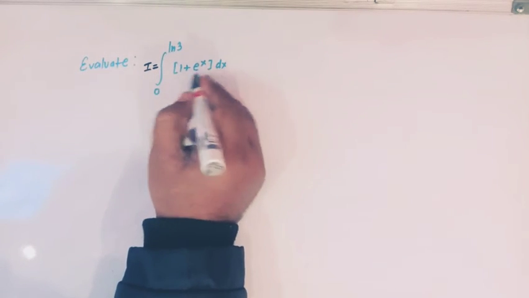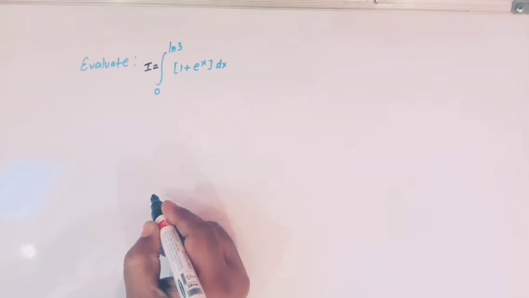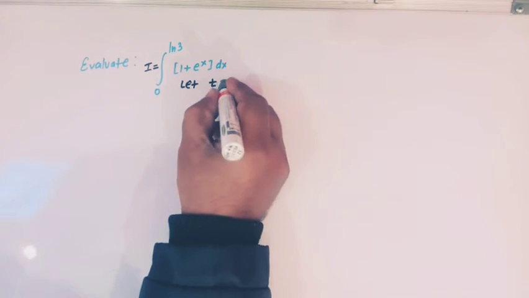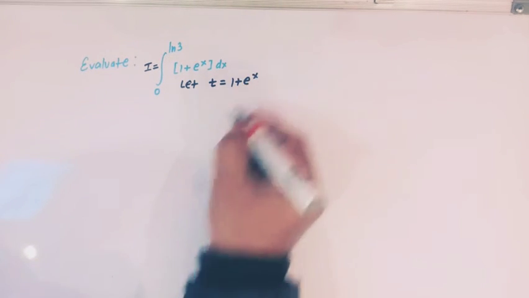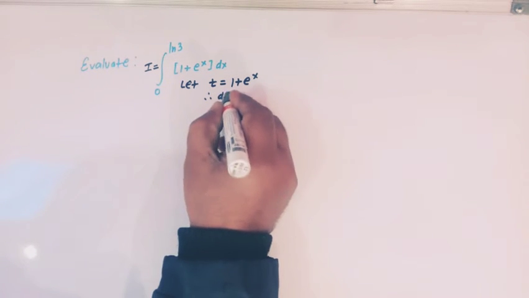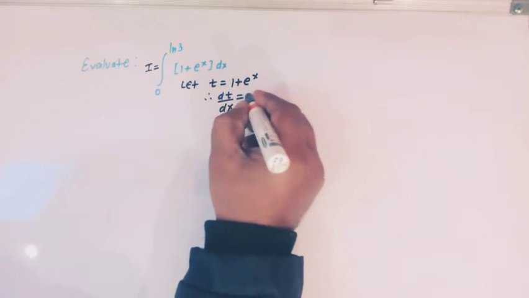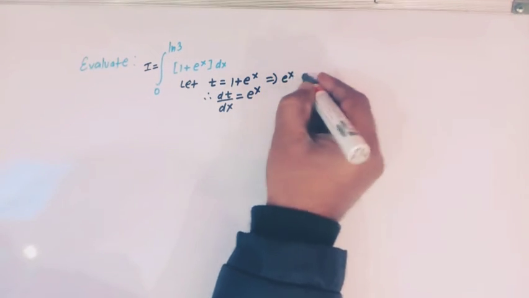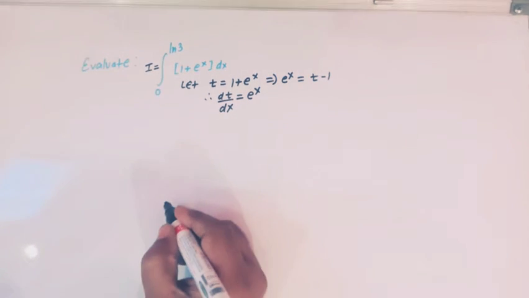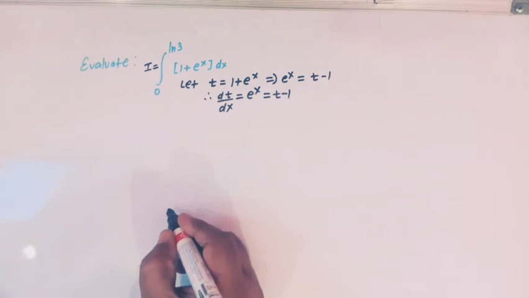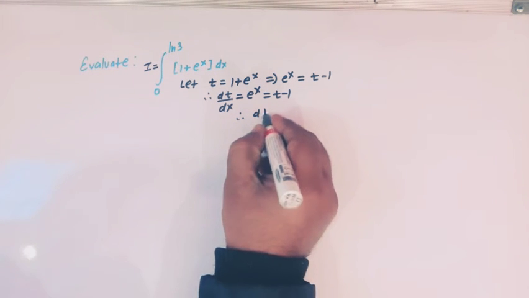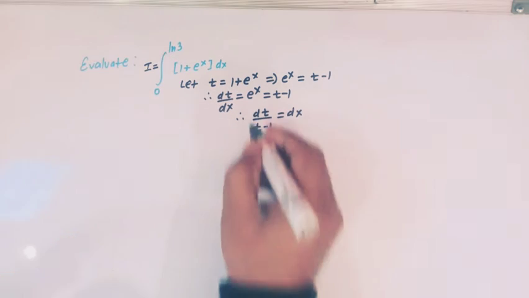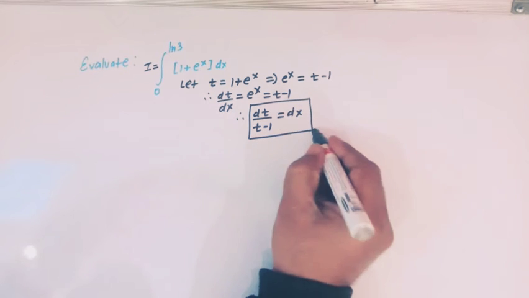Let us make use of the method of substitution and let t be equal to 1 plus e raised to x. Therefore dt over dx is equal to e raised to x, and from here e raised to x is equal to t minus 1. So dt over t minus 1 is equal to dx. This is the first relation.